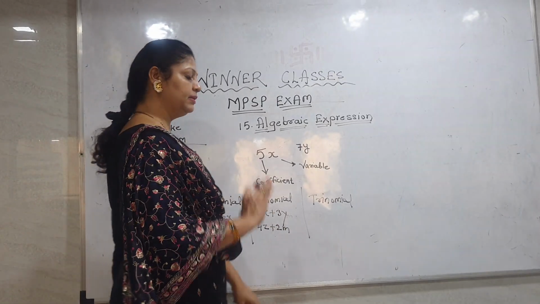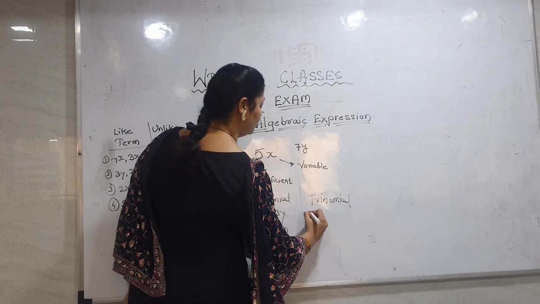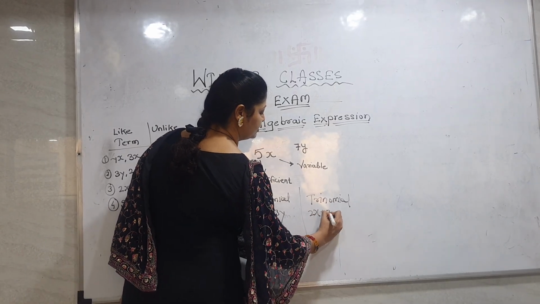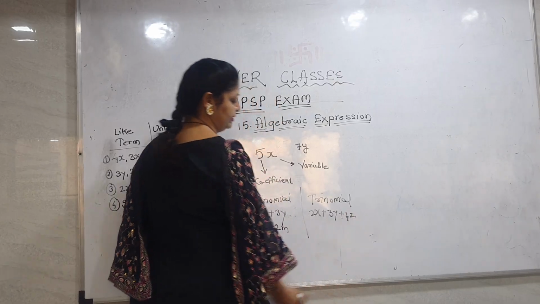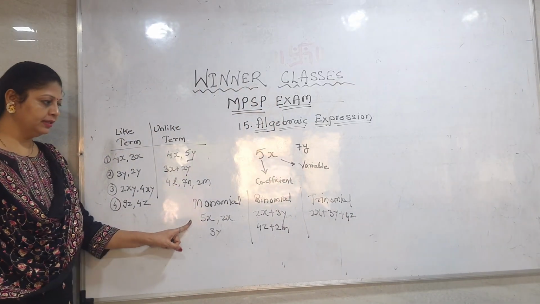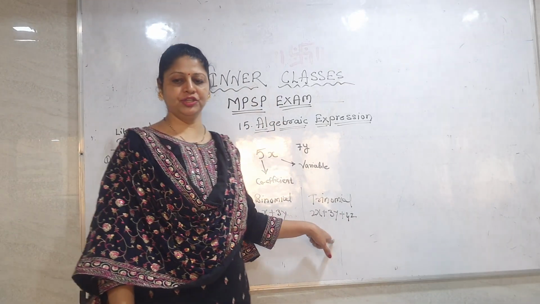Trinomial means triple, for example 2x plus 3y plus 4z like this. Okay, so this is monomial, binomial and trinomial.